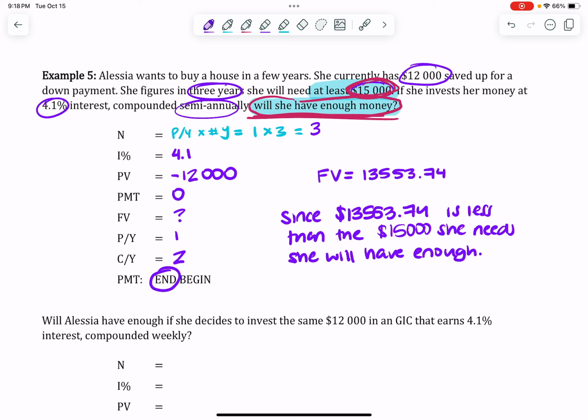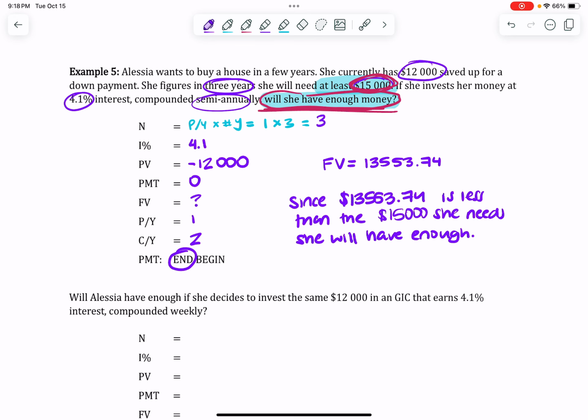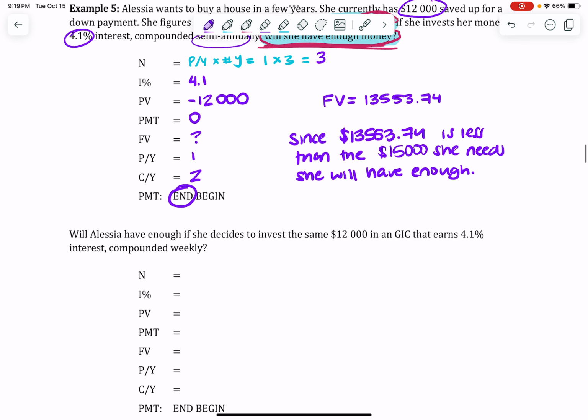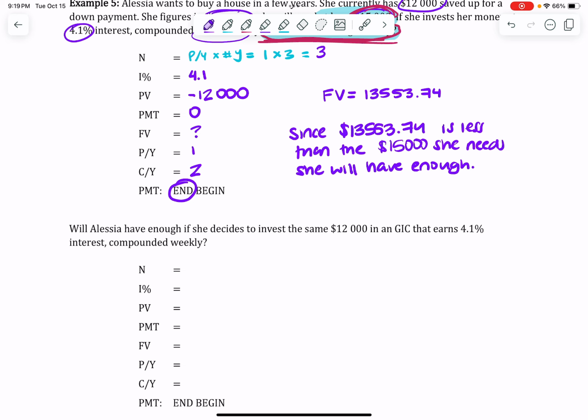Okay, now this is a follow-up of that question. So the question was still about Alessia. We're still asking about Alessia. Alessia's like, oh, darn, I don't have enough. But she decides to invest that same amount of money in a GIC, so a different account, that earns the same amount of interest, but the difference here is that it's compounded weekly. And the question is, will she have enough now?